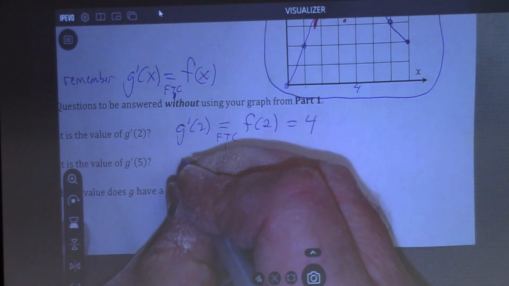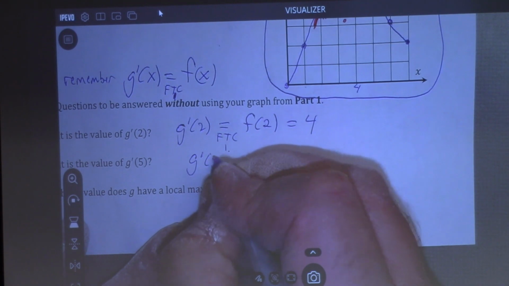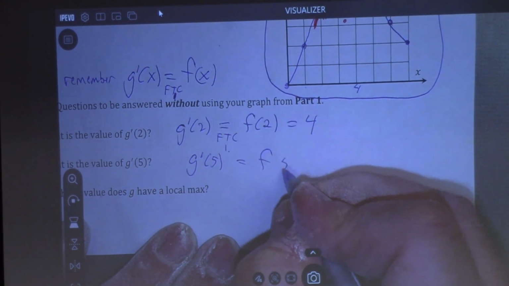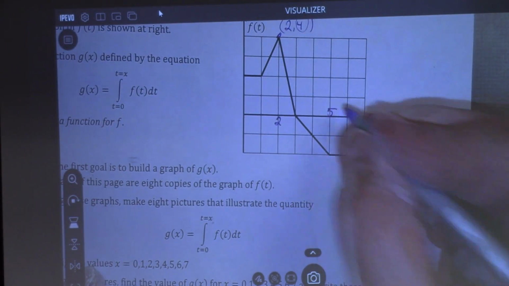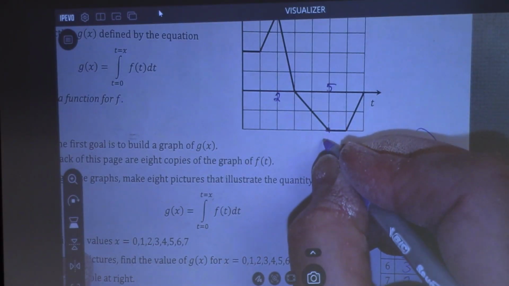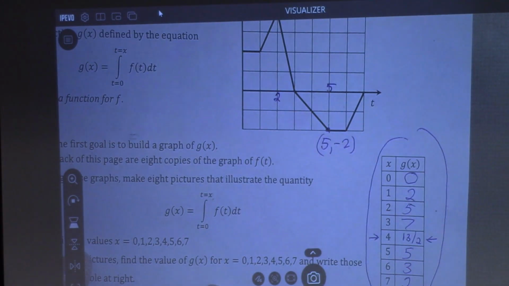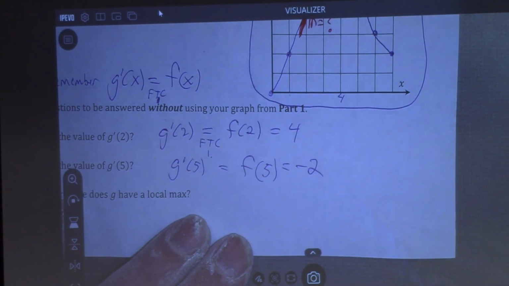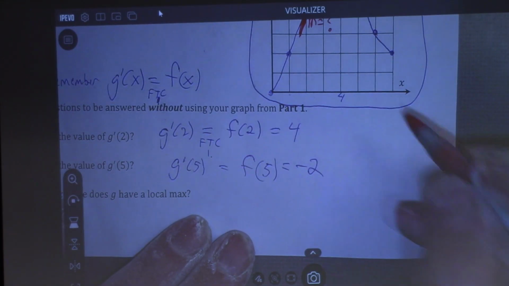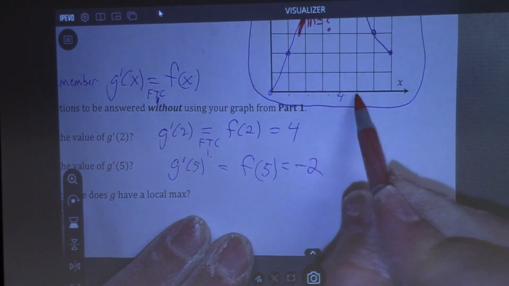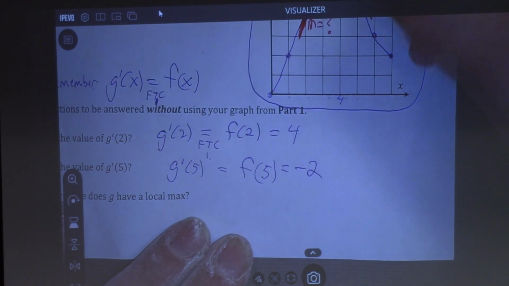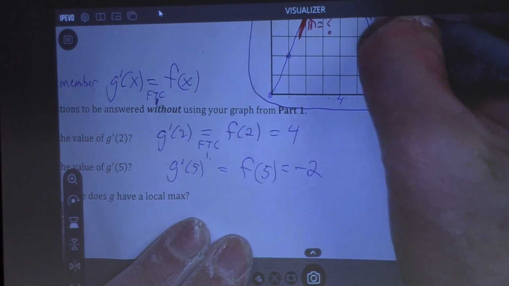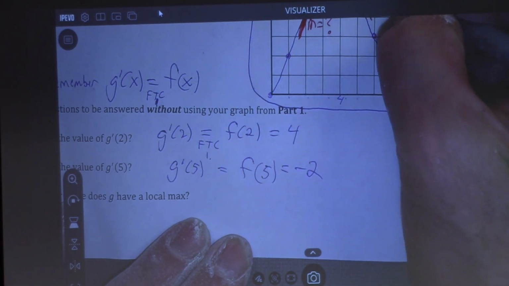Okay, g prime of 5, well, that's going to be the same as f of 5. So we go up to the graph of f of x, over to the place where x is equal to 5, and on this graph, this point has coordinates (5, -2), and so that number, -2, is f of 5. Now, if you go back up to the graph of g, when x is equal to 5, 1, 2, 3, 4, 5, here's the place on the graph where x is equal to 5. The slope of this line, if this graph were drawn better, would be the number -2.